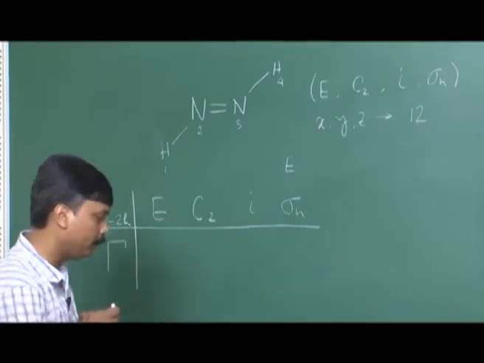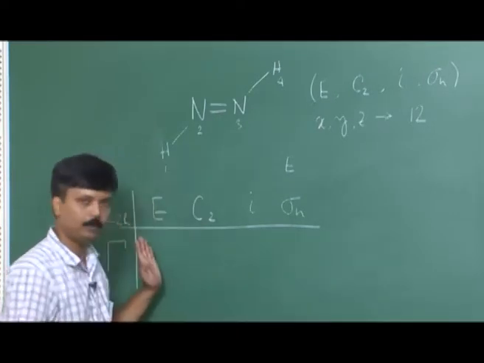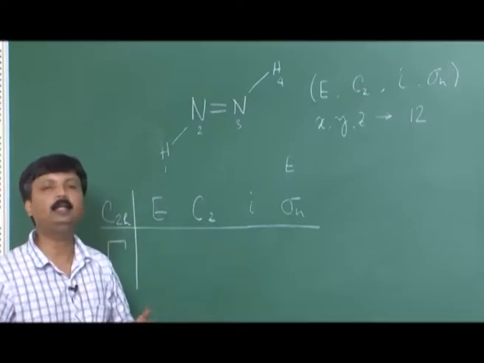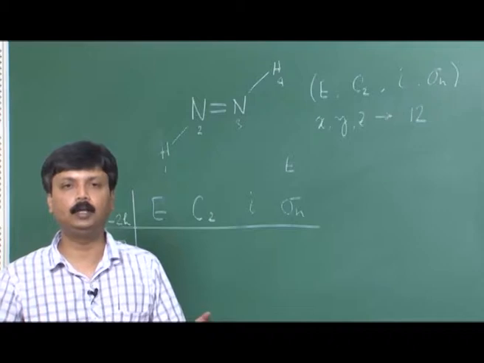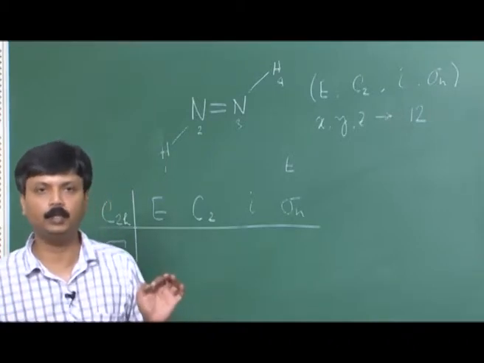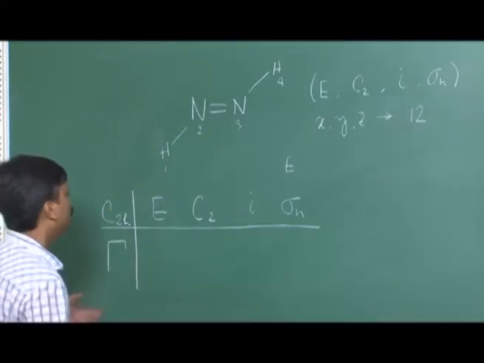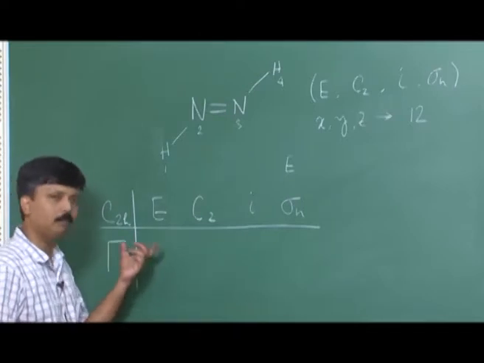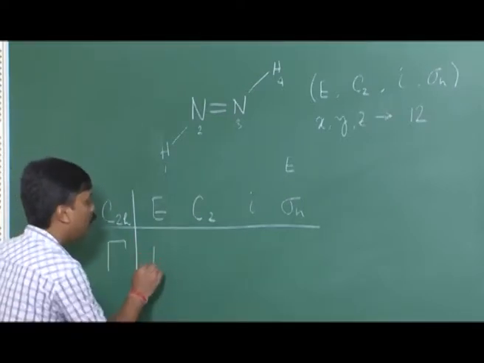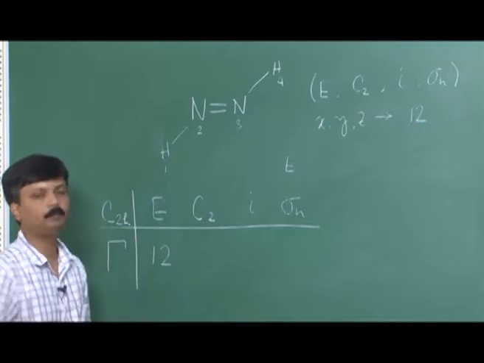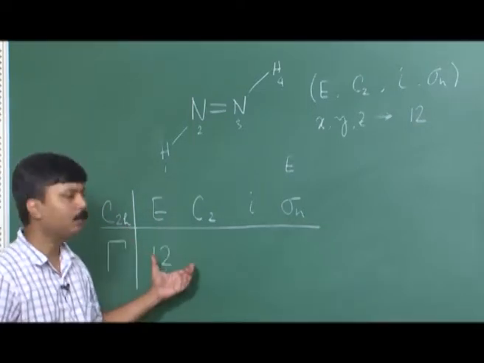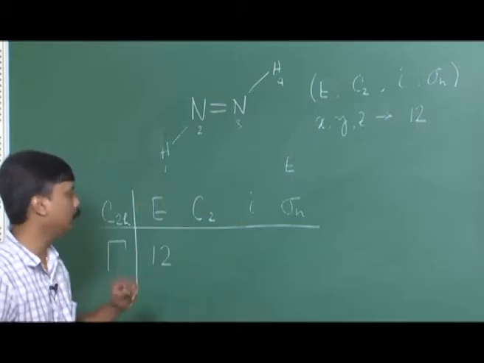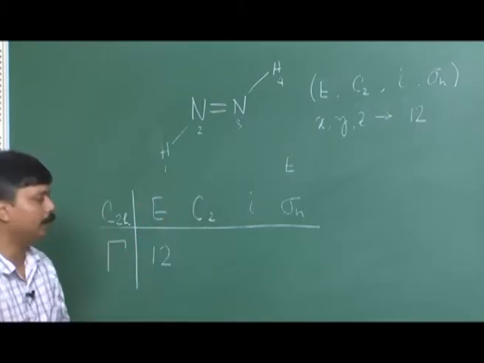Now, you remember when we formed the matrix for the identity element, we had a unit matrix of order given by the number of basis functions in the basis set that you choose. So, here also we are getting the same result. So, overall the character should be 12. So, see, I do not have to form the matrix. Now, E is very easy, but let us see what other symmetry operations we have.